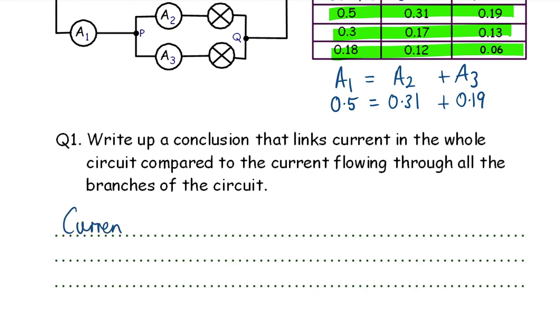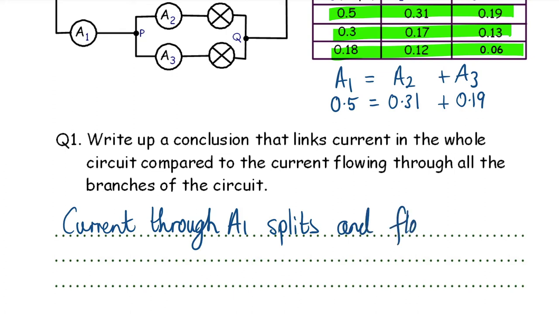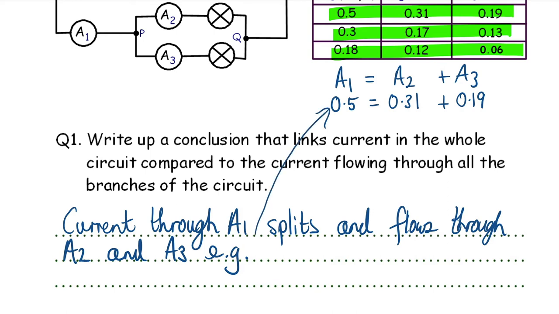Current through A1 splits and flows through A2 and A3. You could improve that by just giving it an example as I've done there.